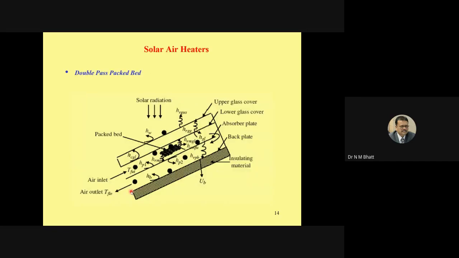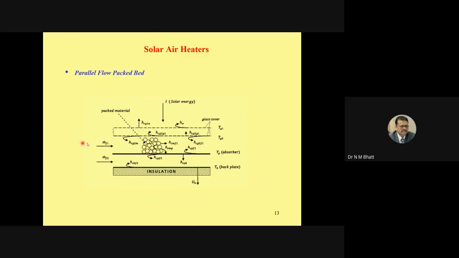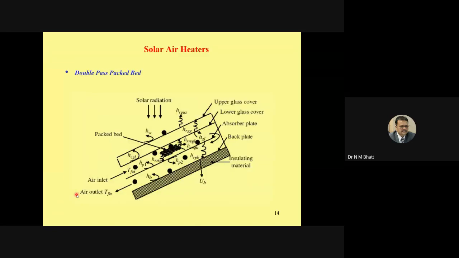This is a double pass packed bed. We have two parallel passes. Okay, this is double pass. Here air enters between the glass cover and absorber, passes through the packed bed, takes a U-turn, and then leaves from the bottom passage. Various components: upper glass cover, lower glass cover, absorber plate.